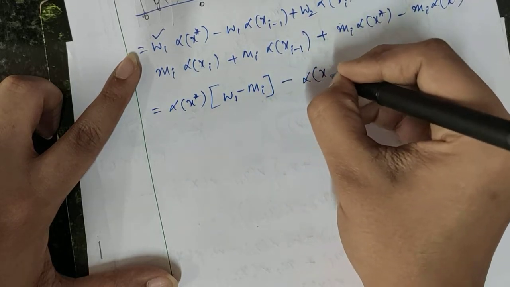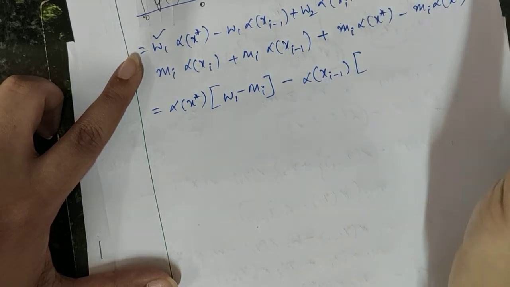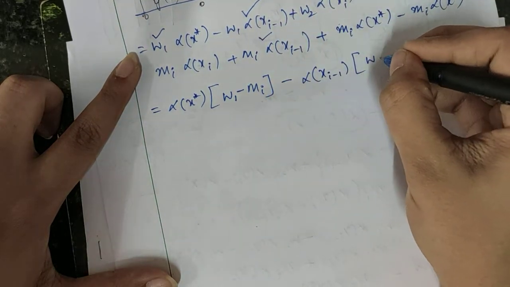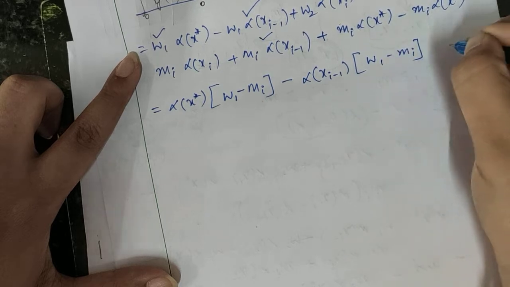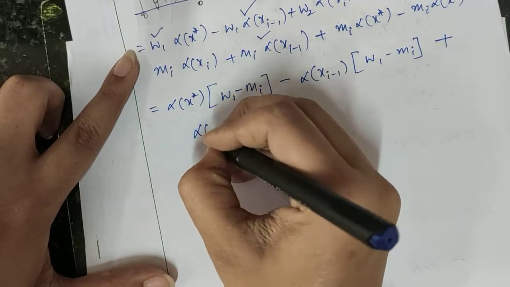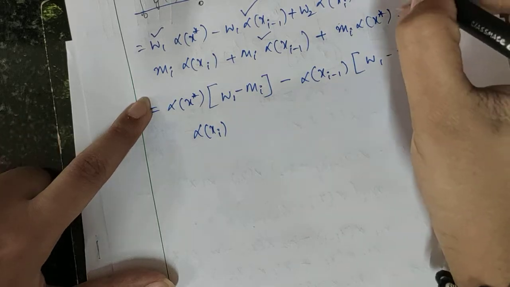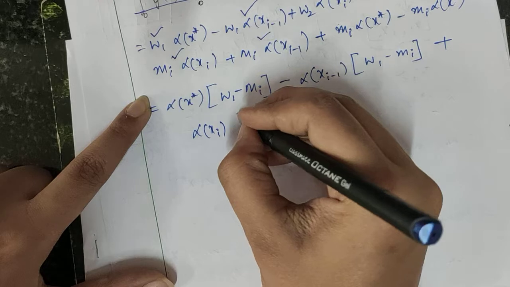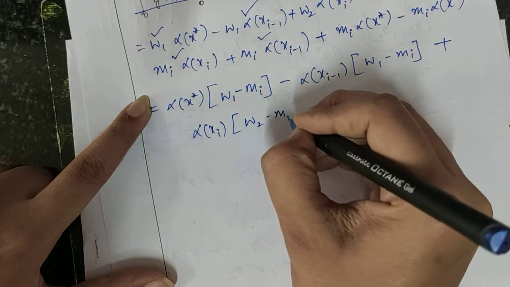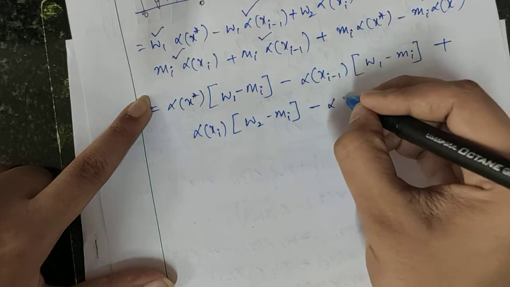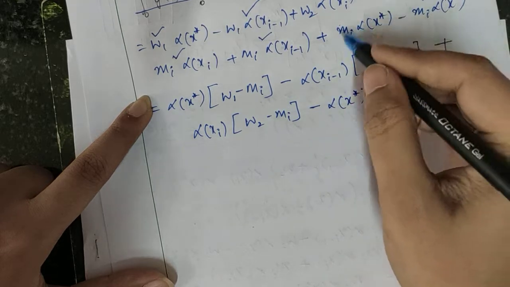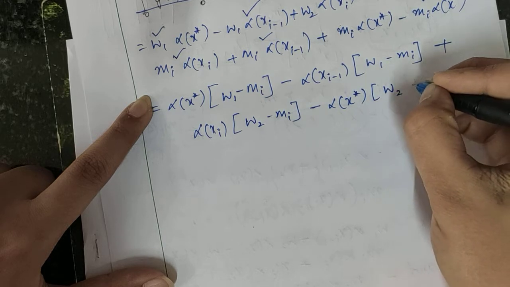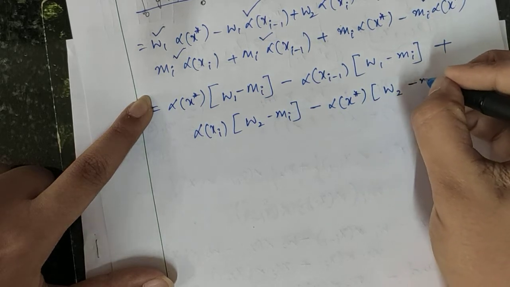Similarly, if you take alpha of xi minus 1 as common, you will be getting w1 minus mi. Again, I can take alpha of xi as common, so we will be getting w2 minus mi, and we are left with one more alpha of x star. So if I take alpha of x star common, I will be getting w2 minus mi.